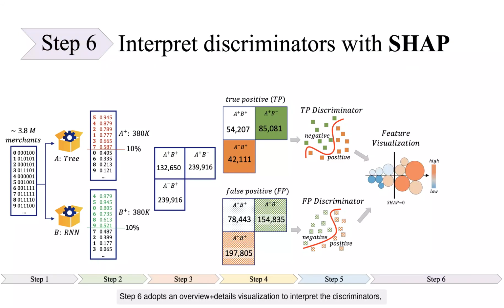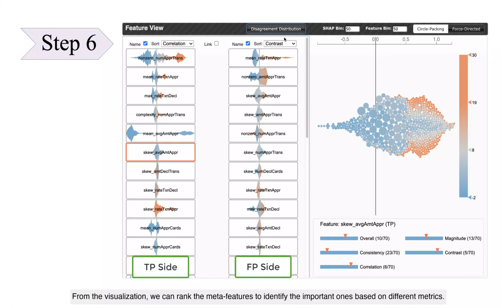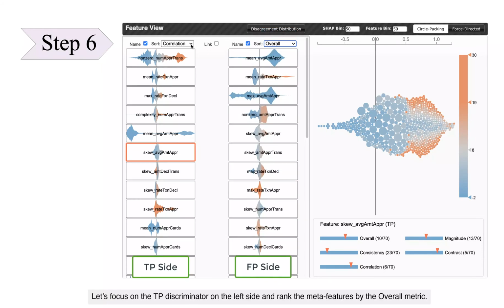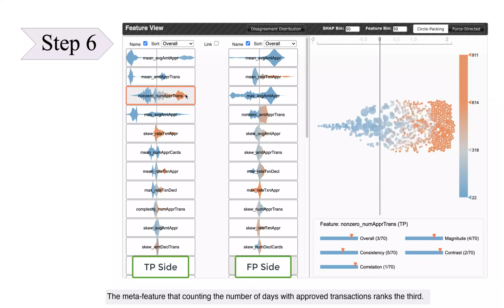Step 6 adopts an overview plus detail visualization to interpret the discriminators, using the Shapley value of different meta features. From the visual interpretation, actionable insight could be derived. From the visualization, we can rank the meta features to identify the important ones based on different metrics. Let's focus on the true positive discriminator on the left side and rank the meta features by the overall metric. The meta feature counting the number of days with approved transactions ranks third.